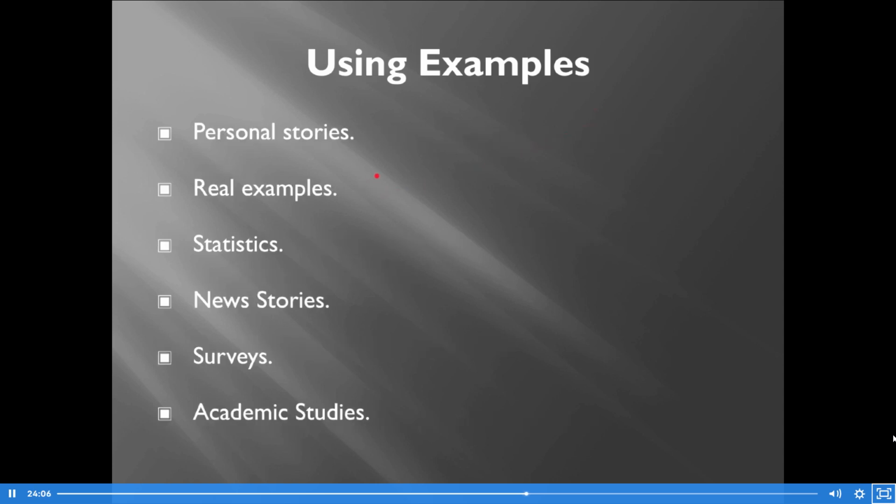So here are some examples of examples. Some of them are good and some of them are not so good. So students often use personal stories. They will use real examples. They'll use statistics. They'll use news stories. They'll use surveys.